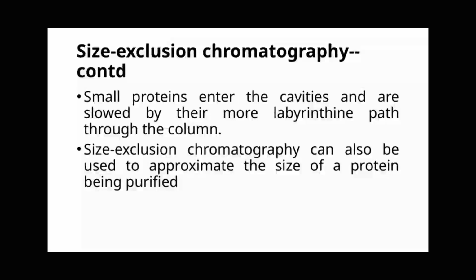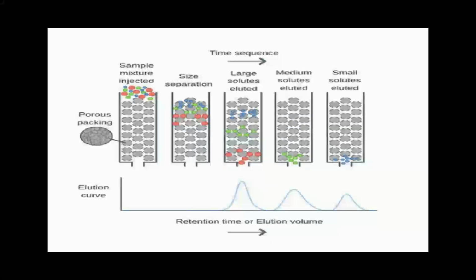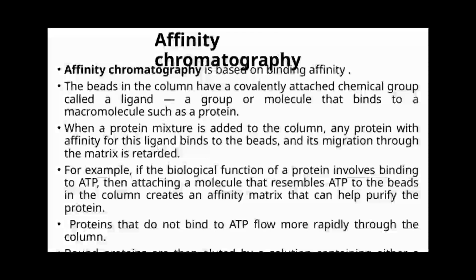Affinity chromatography is based on binding affinity, which means it leverages the specific interactions between a molecule and a target protein. The beads in the column are covalently attached to a chemical group called a ligand, which is a molecule that can bind to a particular protein or macromolecule. When we pass a mixture of proteins through the column, only the proteins with an affinity for that ligand will bind to the beads, causing their movement through the column to slow down.